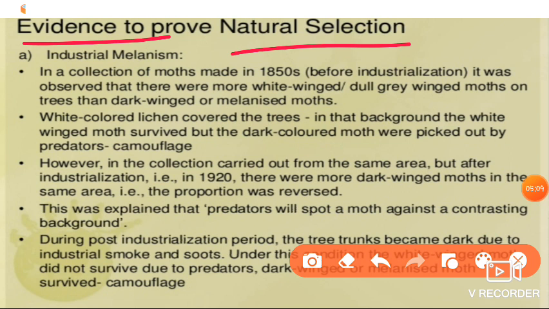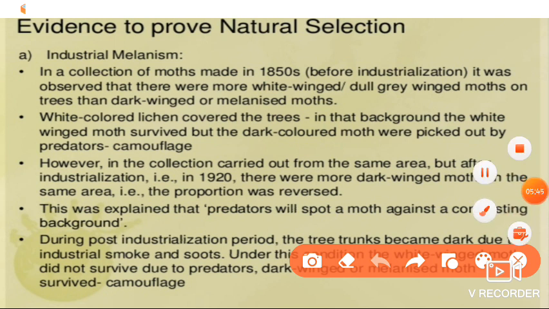You can take the example of industrial melanism. In industrial melanism, what happens? It is very important, students, because so many times they ask questions about industrial melanism. Please remember it's an example for natural selection. If they ask, define natural selection and give an example, or explain with an example, you have to write industrial melanism. It is a very important concept. Please remember. I will explain the concept, so just go through it. First, here we have taken moths as the examples.